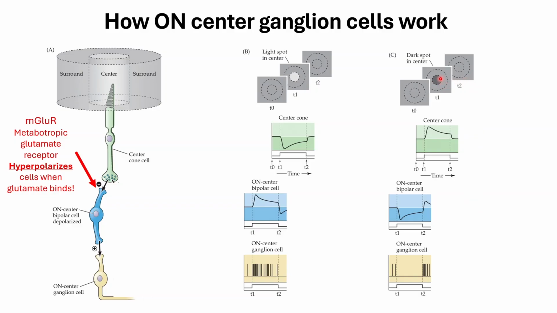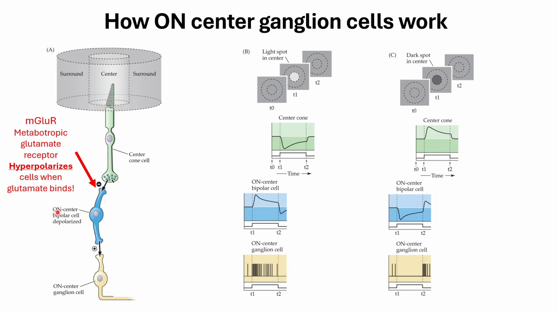So we'll start over here with the dark spot in the middle, right? So we've got T0 here, and then we have T1 when we decrease the intensity. So we have a relatively dim illumination applied to the entire receptive field, but we can reduce the luminescence even further in the center. When we do that, it depolarizes the cone, right? Because light hyperpolarizes and darkness depolarizes it. So that means it releases more and more glutamate onto its on-center bipolar cell.